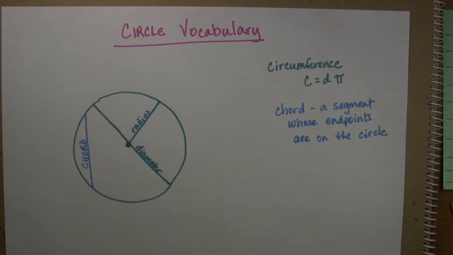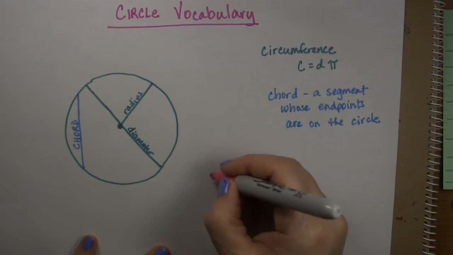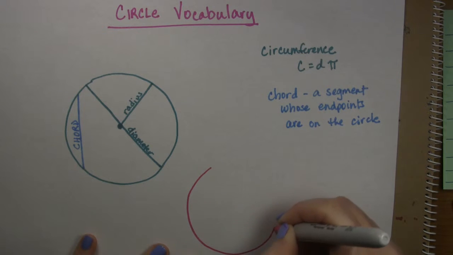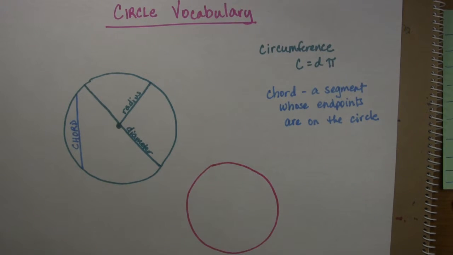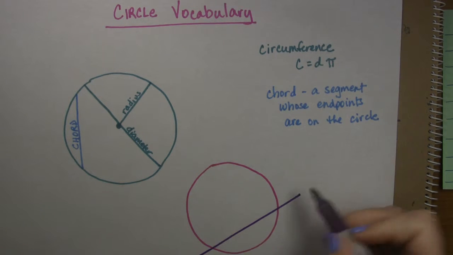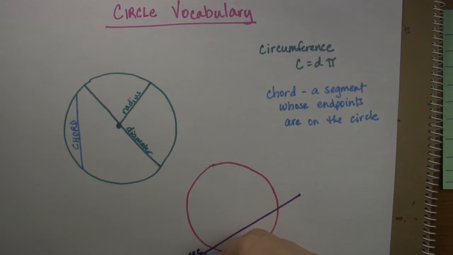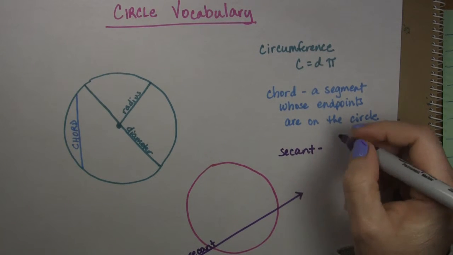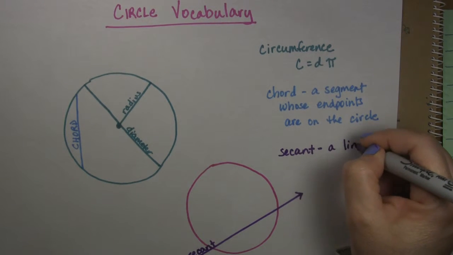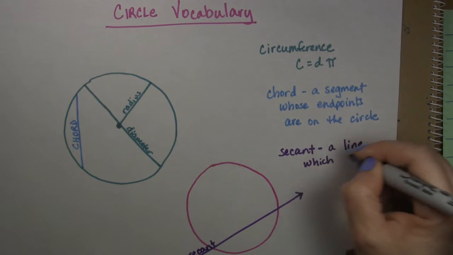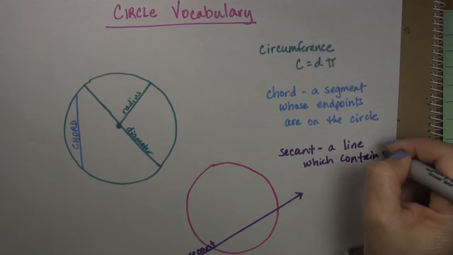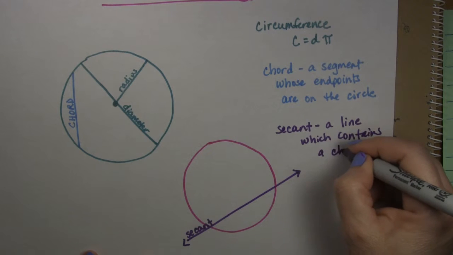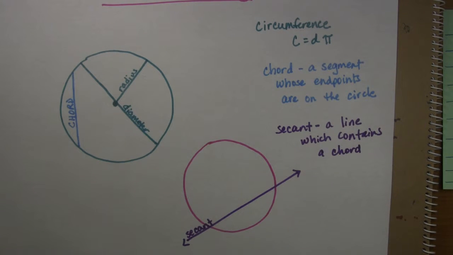Now, that's a little different from a secant, which I'm going to show you. Probably another picture. A secant is a line which contains a chord.